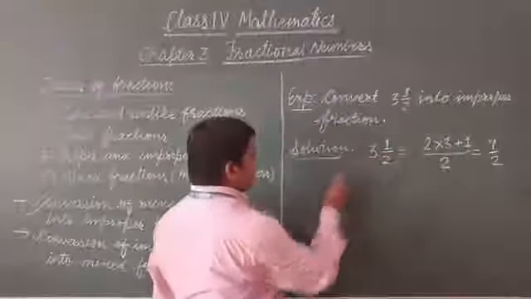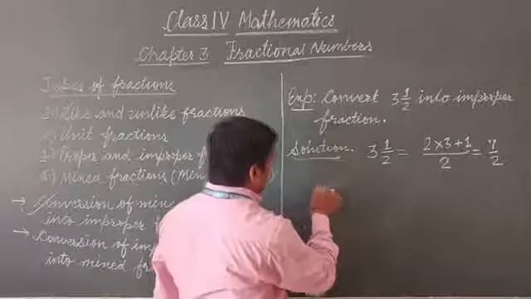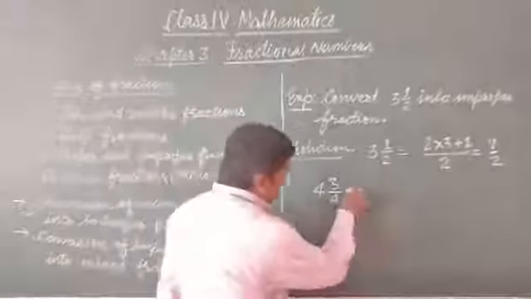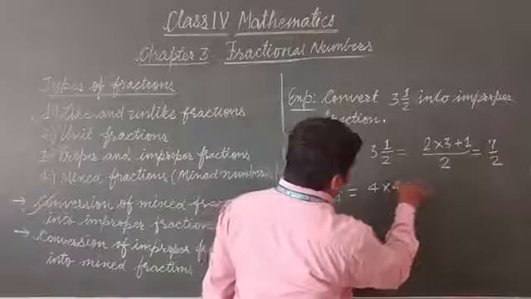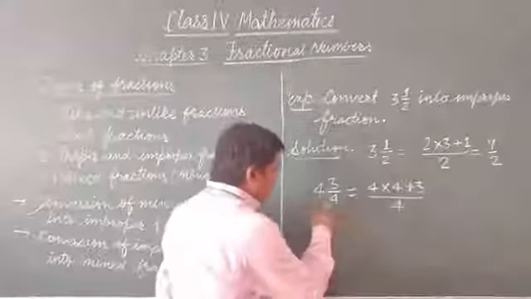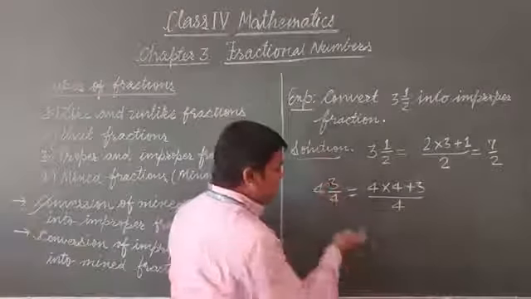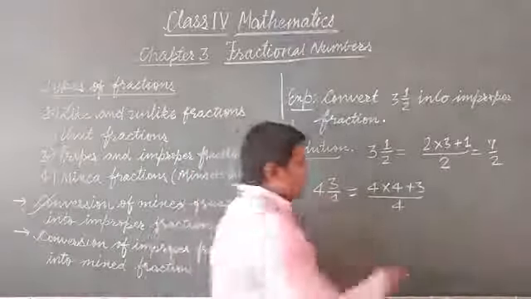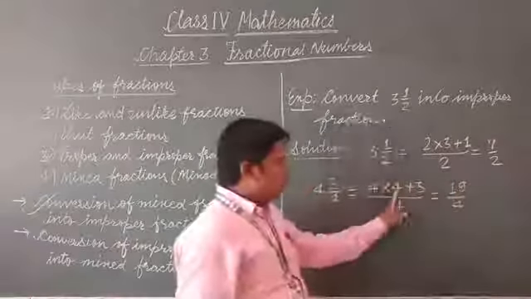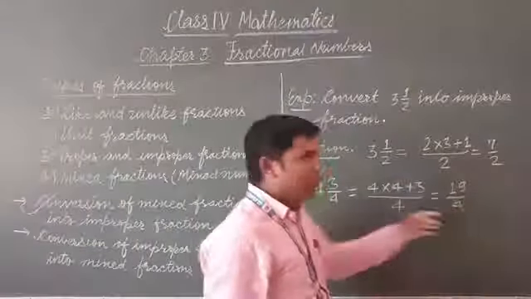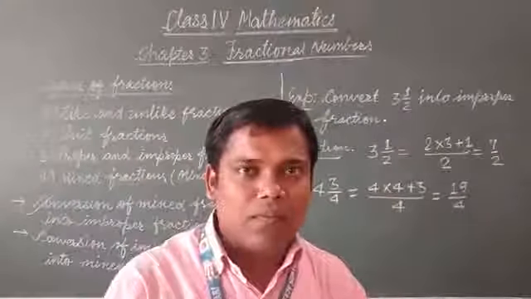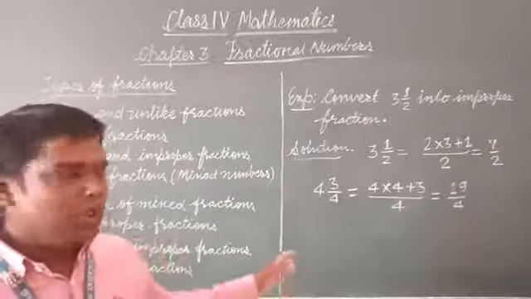Another example. Suppose I have to convert 4 whole 3 by 4 into an improper fraction. So I will write 4 into 4 plus 3 by 4. The numerator will become 4 multiplied by 4 plus 3, and the denominator will be the denominator of the mixed fraction. Here it will be 19 by 4. You can read it as 4 fours are 16 plus 3, 19 divided by 4. So this is the conversion of a mixed fraction into an improper fraction. I hope you understood this conversion.